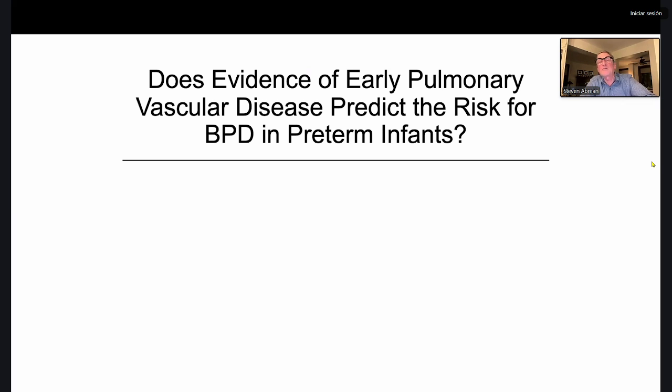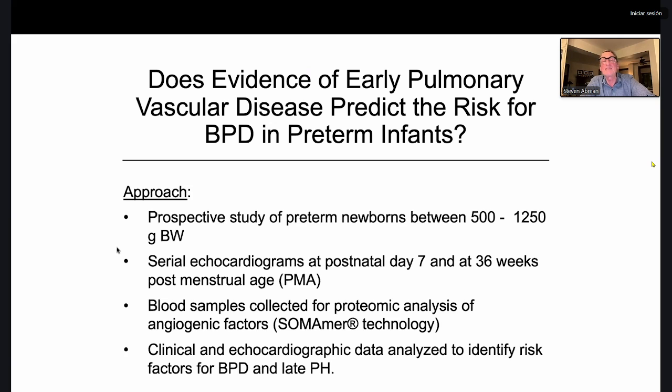So we were interested, does early pulmonary vascular disease then, as suggested by all this preclinical work, predict the risk for BPD or BPTPH in preterm infants? So we did a prospective study and did a lot of things, but the major thing to highlight is we did simple echocardiograms at day 7, and then at 36 weeks at the time we make the diagnosis of BPD and its severity, and did a bunch of other things as well.